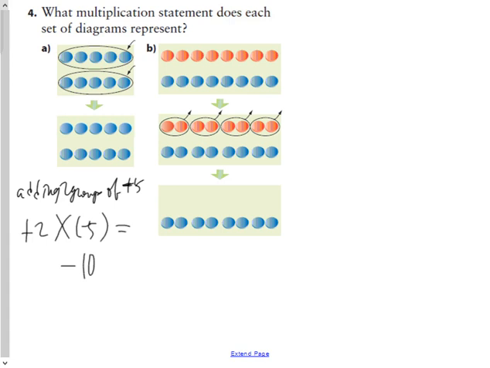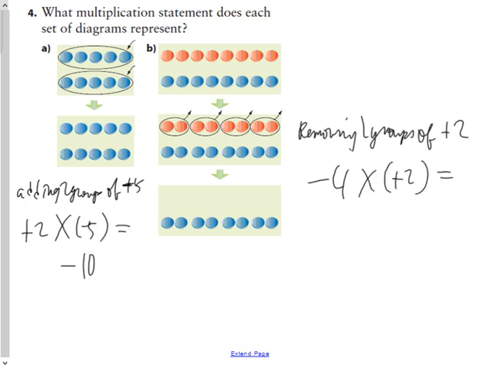In question B, you start with 0 again, but this time you are removing 2 groups of positive 2. So removing 4 groups, not 2 groups, oopsie daisy. Removing 4 groups of positive 2, and when you do that, you end up with a final answer of negative 8.